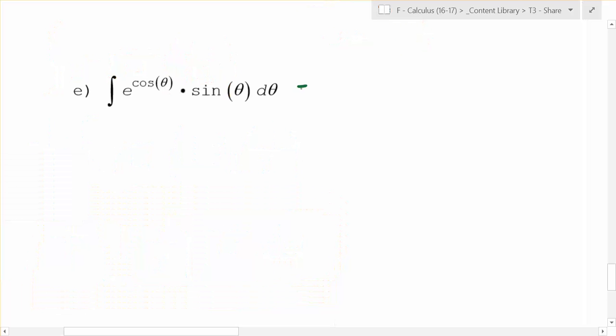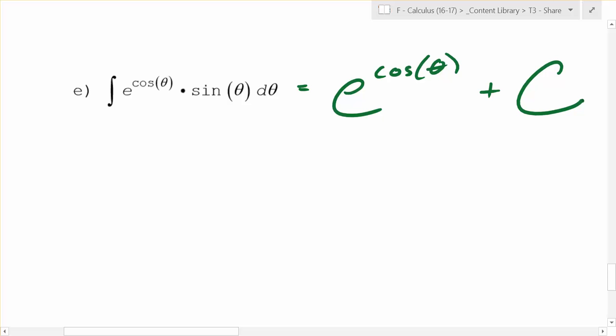So what is this going to be? E to the what? Cosine theta. Yes, plus what? Sine theta. No, just plus C. Because look, when you take the derivative of this, it's still e to the cosine, right? But what does the chain rule tell you to do? Derivative of cosine is sine. Done, right? So this looks horrible, right?